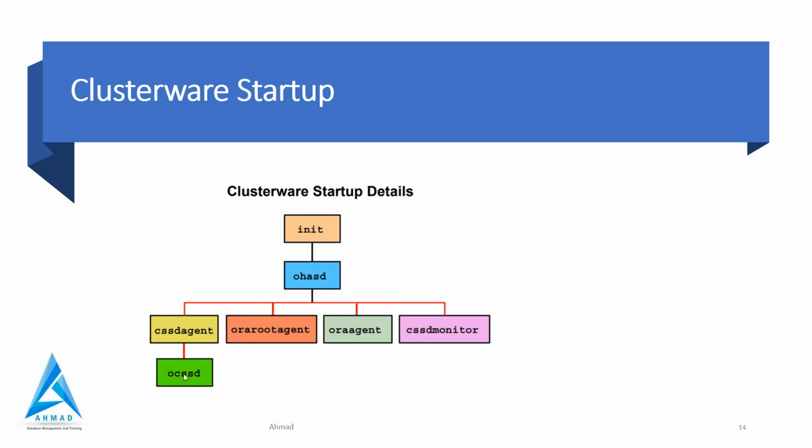Now, the Oracle root agent is started. This process is a specialized Oracle agent because it helps CRSD start and manage resources owned by root, such as the network, the grid and the virtual IP address.